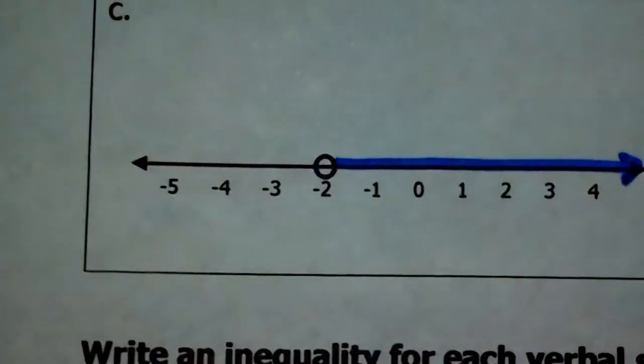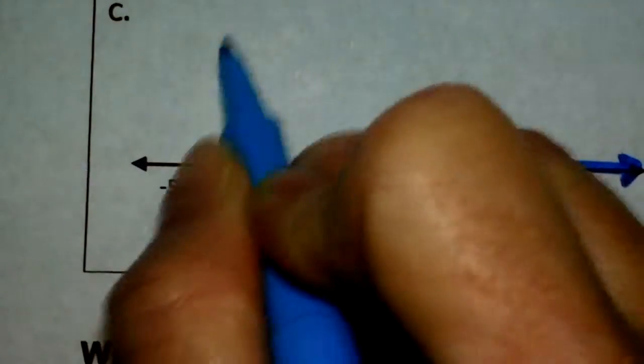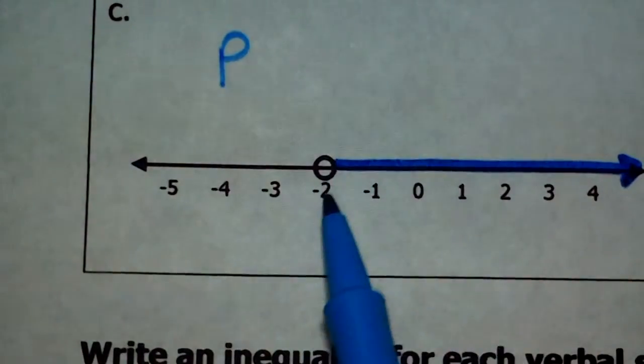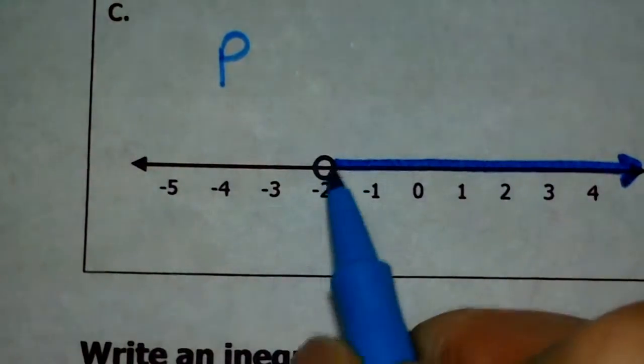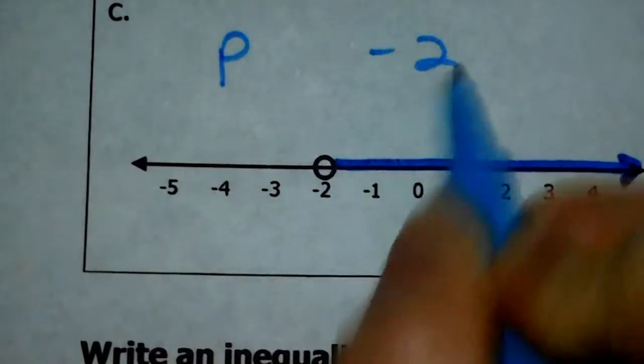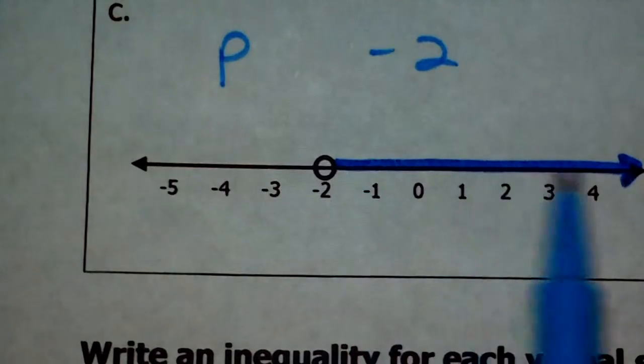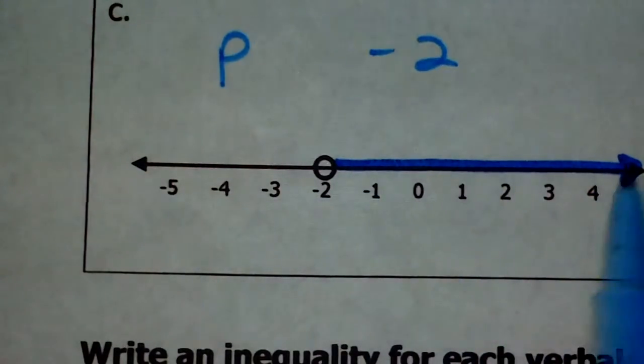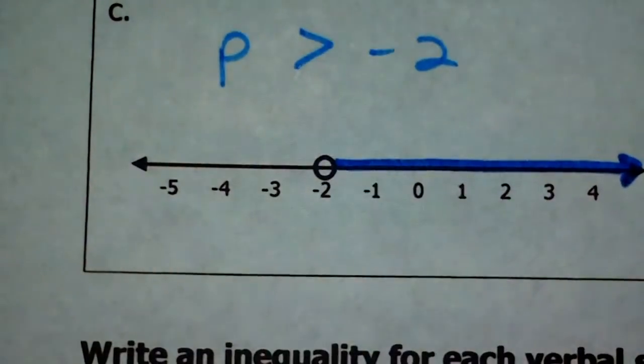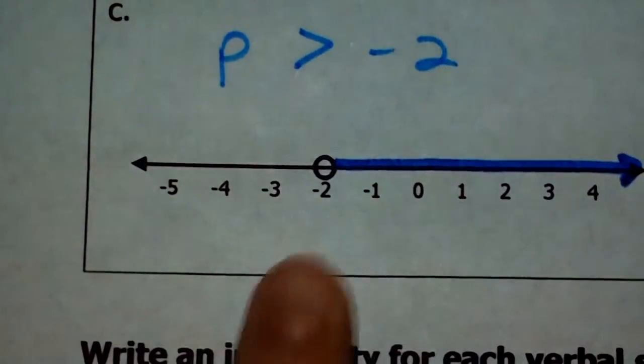Next one, I'm going to write down my variable, write down the amount that's given with a circle. This time it's an open circle, but it's still a negative 2. And if you look at this, it's shaded to the right. That means that p is greater than. I'm not going to put a line underneath that because it's not a closed circle. So p can only be greater than negative 2. It can't be negative 2.